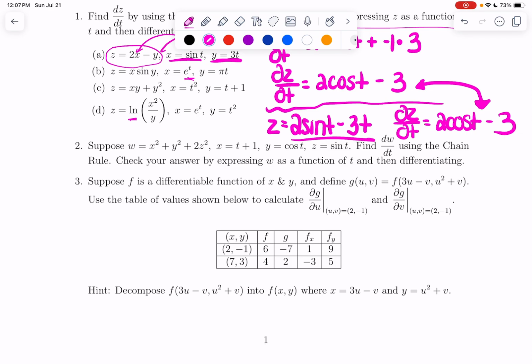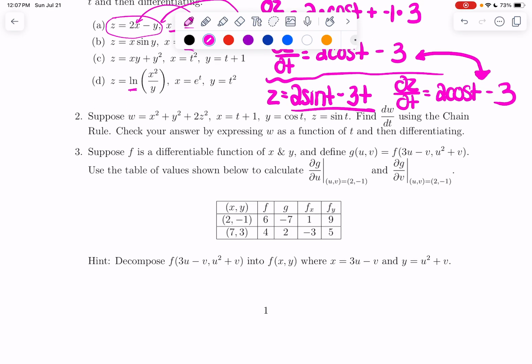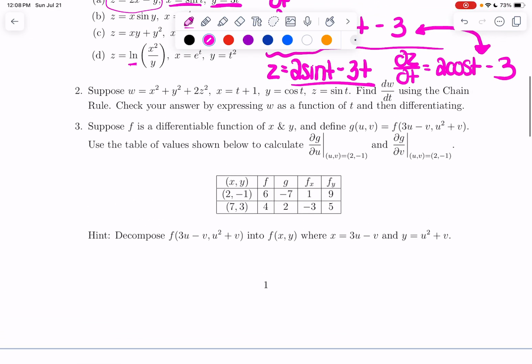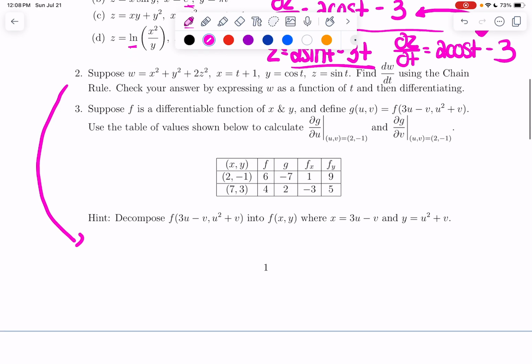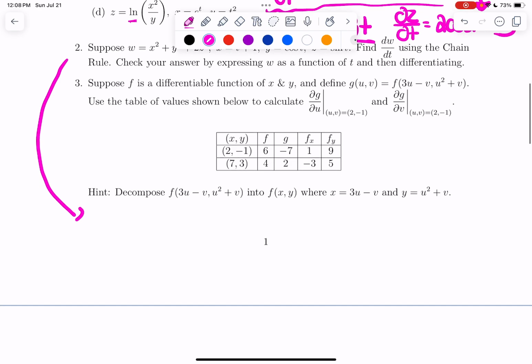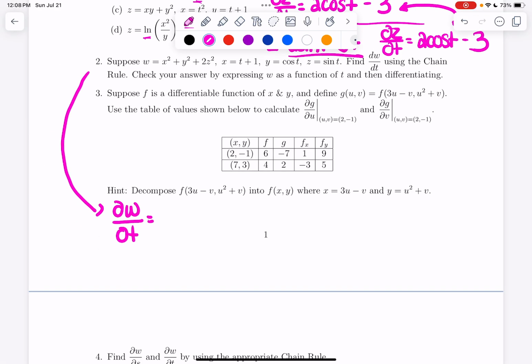Find dw/dt, use the chain rule, and check your answer by expressing w in terms of t. So now I have 3 variables, which means I have to actually do the chain rule 3 separate times. Just expanding that idea, I'm going to go down here for that. First, I'm going to write out what you would do with multivariable: it's dw over dt. I'm going to follow the same formula, but now adding in z as part of it.